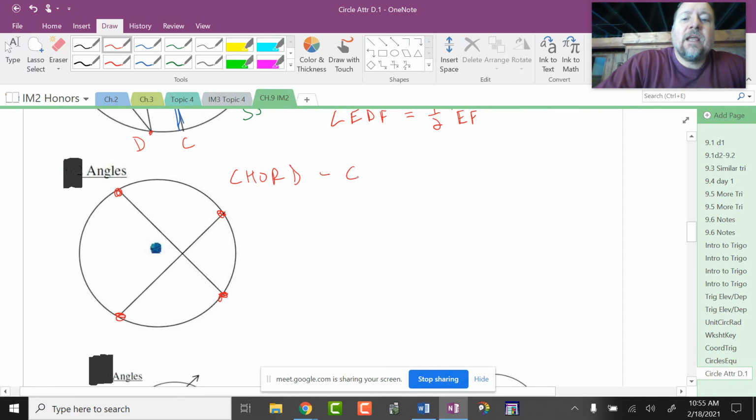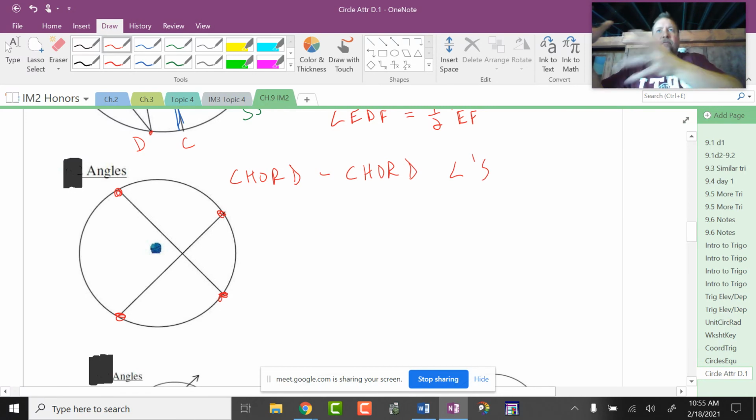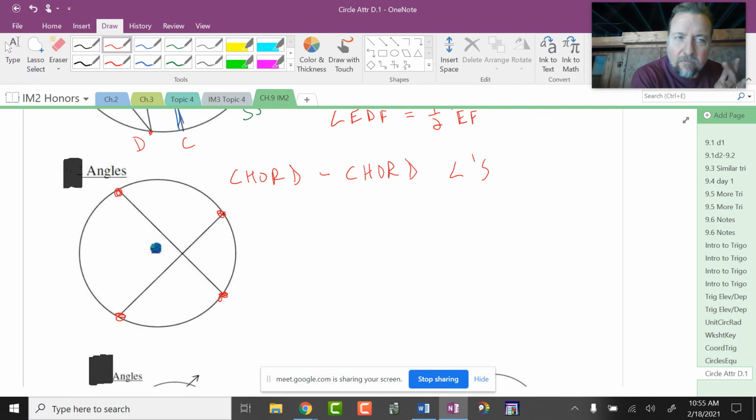So my plan for today was, let's get all the angle relationships taken care of. We're going to proceed further with some more formulas about angle measures compared to arc measures. So we have central angles equal to the arcs. Inscribed angles are equal to half the arcs.